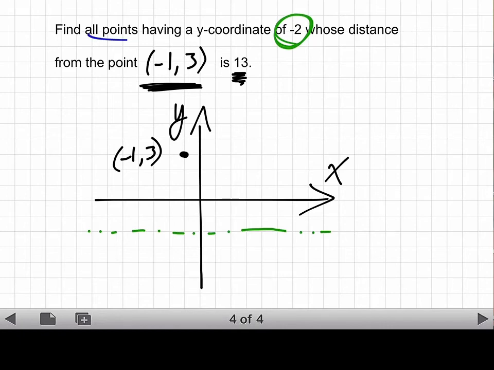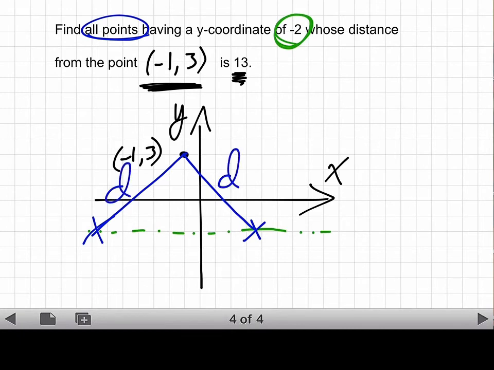So here's the thing. Find all points having this distance of 13. To the right, we're going to have a point. To the left of negative 1, 3, we're going to have a point. And the idea is the distance in each case is going to be 13. So what do we know about these points that we're after? I know that they each have an x-coordinate that I don't know, and they each have a y-coordinate that I do know. So each of these is going to have the form x comma negative 2.